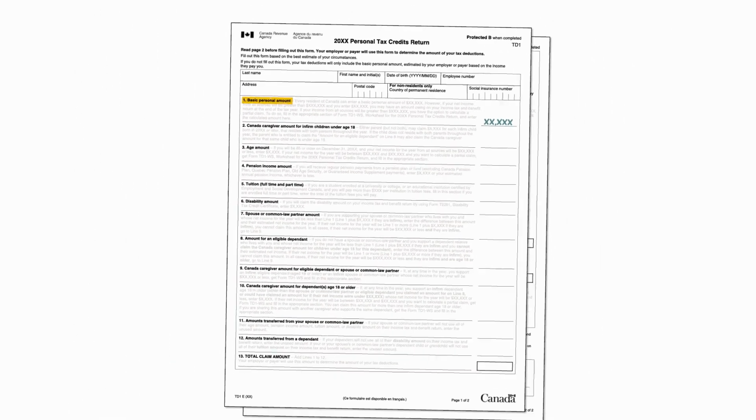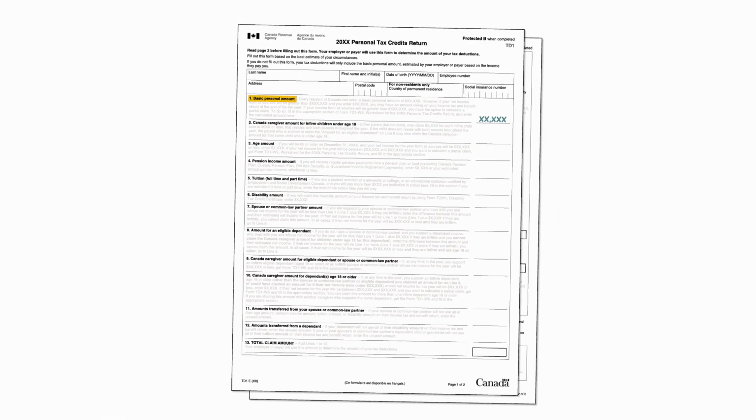On the first page, the easiest is number 1, the basic personal amount. This amount normally goes up each year and applies to every resident in Canada. The amount will be on the form, so for most people, you'll just enter the amount listed. The rest of the sections on page 1 will depend on your personal situation. You'll need to enter amounts to claim the tax credits for situations that apply to you.